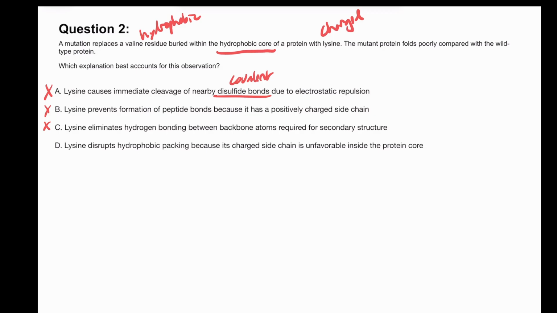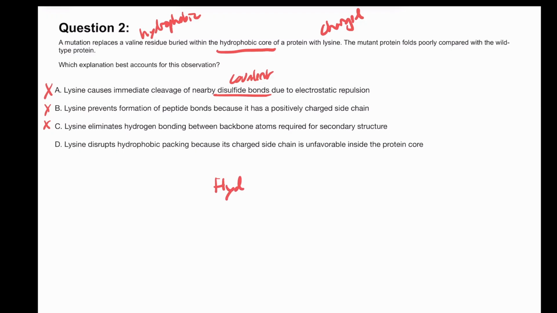Lysine disrupts hydrophobic packing because its charged side chain is unfavorable inside the protein. So remember, this whole question is based on why the mutant protein folds poorly compared with the wild type protein. And we know that one of the biggest driving forces for protein folding is hydrophobic interactions. And so what we're doing here is we're replacing a neutral residue, a valine, with a charged residue, a lysine, and we're doing this inside a hydrophobic environment.